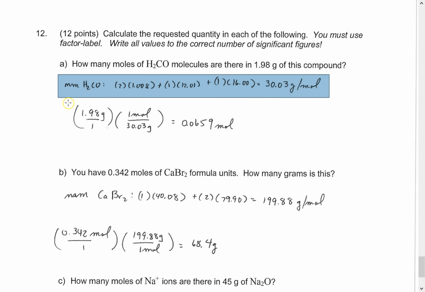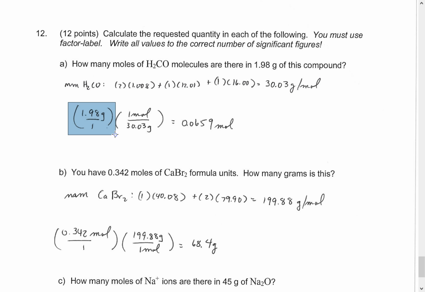If I make the first term the mass that I want to convert to moles, so 1.98 grams over 1, notice I can use the flipped version of the molar mass, 1 mole over 30.03 grams, so grams cancel, we're left with units of moles to get to moles. So we've got 3 sig figs, so rounded to 3 sig figs, I get 0.0659 moles of the compound.